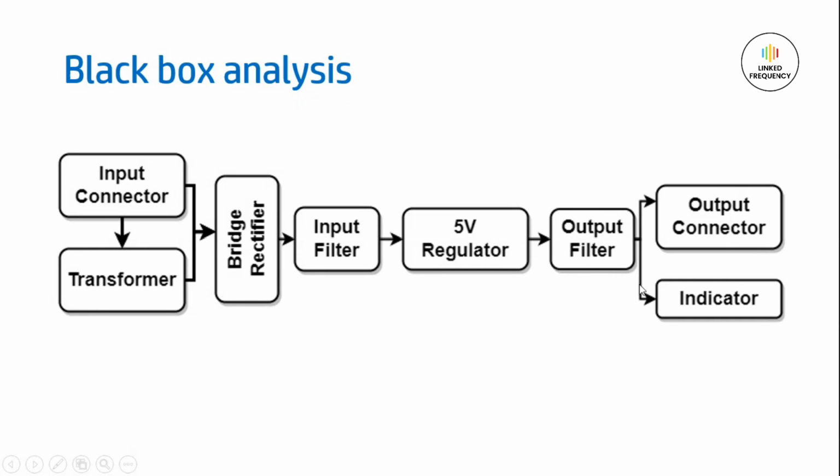To indicate the output power available for the connection, we will be using an indicator, which is a red color LED in all cases. This is how the black box analysis looks for the AC to DC converter circuit. Again, this is a practice project, that's why I kept it very simple and straight to the point.